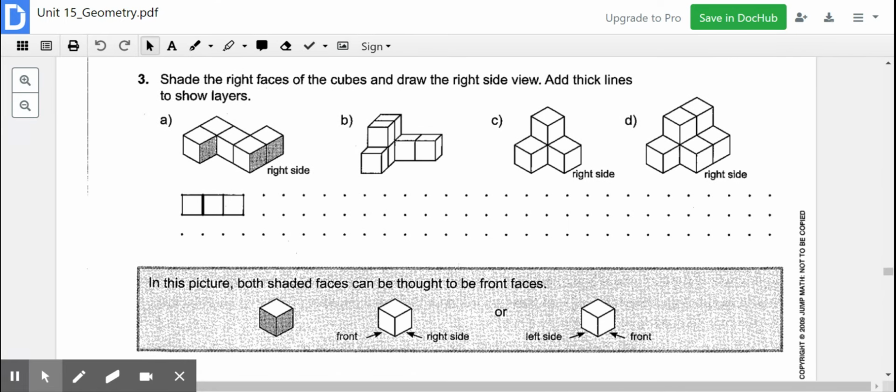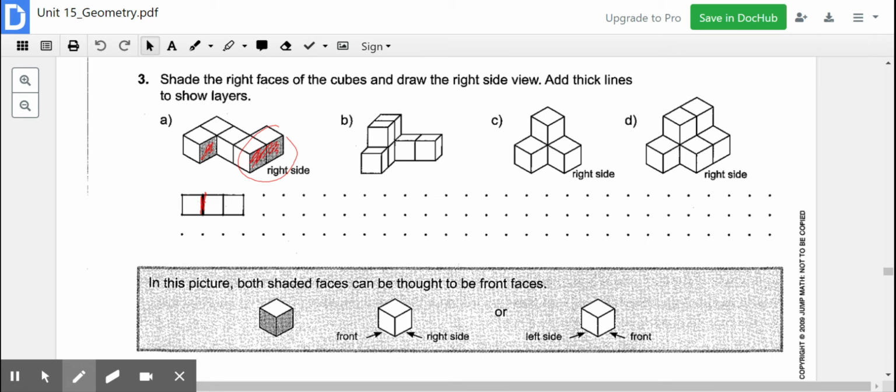Number 3. Shade the right faces of the cube and draw the right side view. Add thick lines to show layers. So just like in question 1, we're doing the right-hand side. In the example here, they've shaded in these. These are the ones I would see from the right-hand side. Notice, though, that these 2 are closer to my eye, so there's going to be a thick line to separate it from the third one.